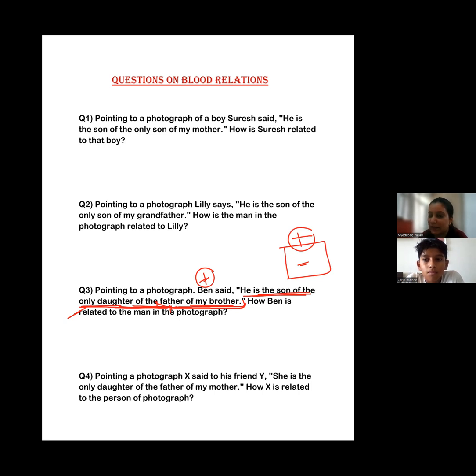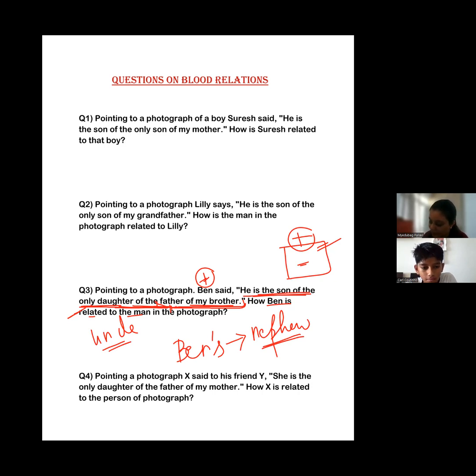Shall we look at that table? For now, I'll tell you. Son of sister is called nephew. So that means the boy in this photograph is Ben's nephew. So how is Ben related to the man? Ben will be uncle. Got it? Should I repeat it?